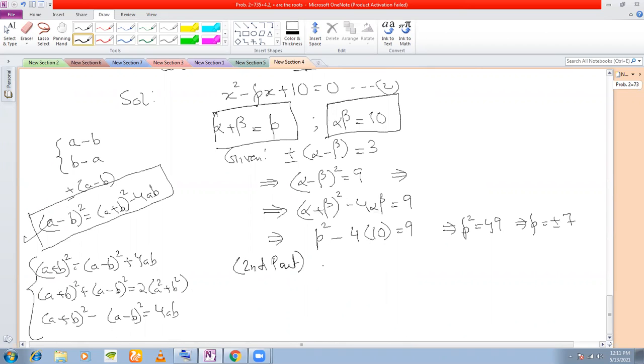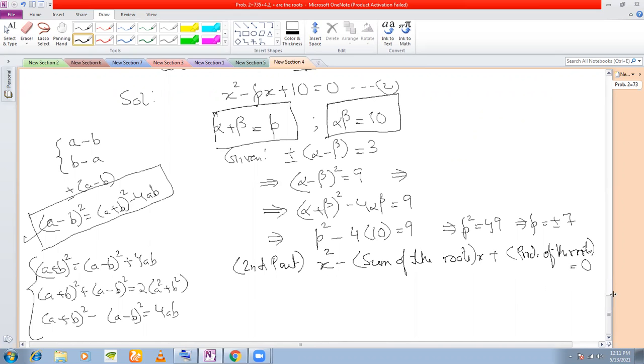So tell me, for the second part, when roots are given, how do you form a quadratic equation? x square minus sum of the roots x plus product of the roots equal to 0, isn't it? That is what I told you. This is a quadratic equation.